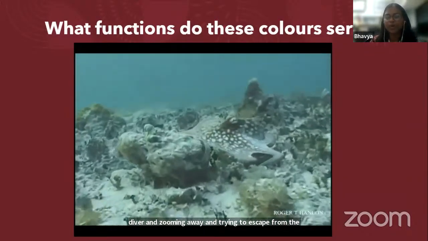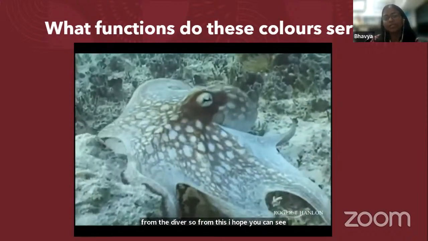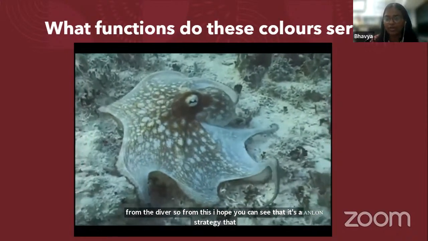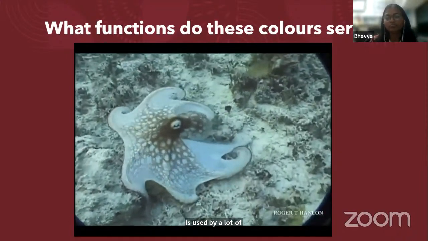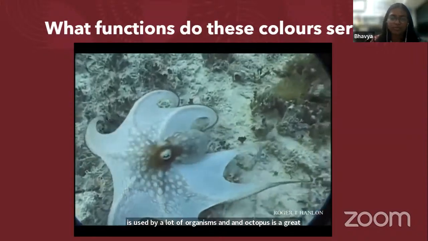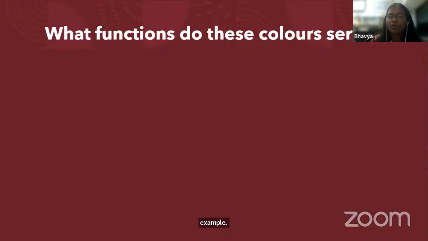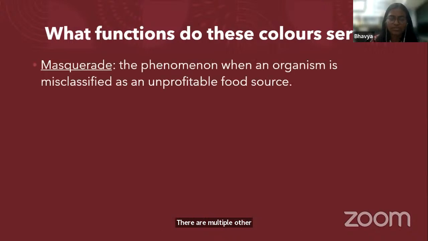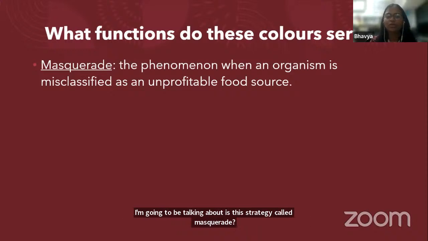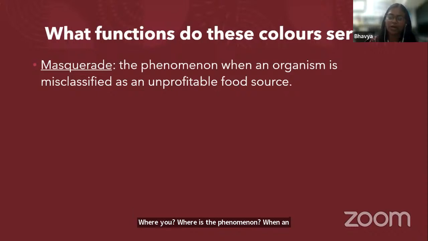So from this, I hope you can see that it's a strategy that is used by a lot of organisms, and an octopus is a great example, really. So moving on from camouflage and crypsis, there are multiple other strategies, and the second one I'm going to be talking about is this strategy called masquerade, where it's the phenomenon when an organism is misclassified as an unprofitable food source. So what do I mean by that?